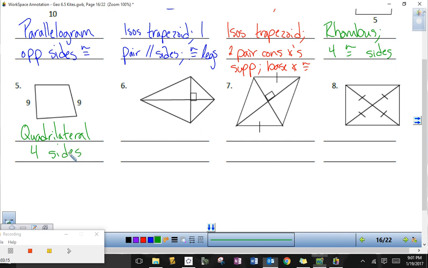Now, on number 6, the only thing that was marked was perpendicular diagonals. Okay, we have no other information, so simply perpendicular diagonals and not perpendicular and anything else, that's a kite.